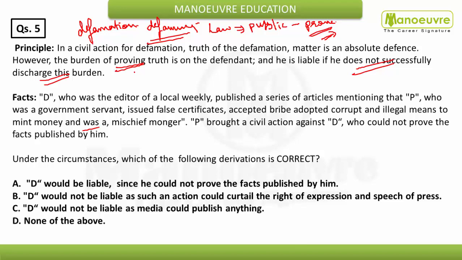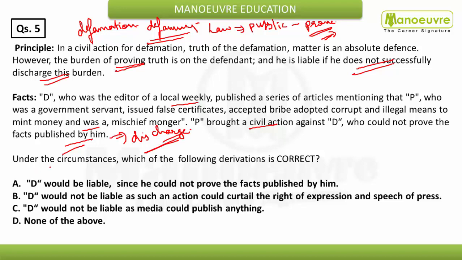Okay, so let's go with the facts. D, who was the editor of a local weekly, published a series of articles mentioning that P, who was a government servant, issued false certificates, accepted bribes, adopted corrupt and illegal means to mint money, and was a chief monger. P brought a civil action against D, who could not prove the facts published by him. Okay, so he could not basically discharge this burden, correct? He will be in trouble because he could not prove it.